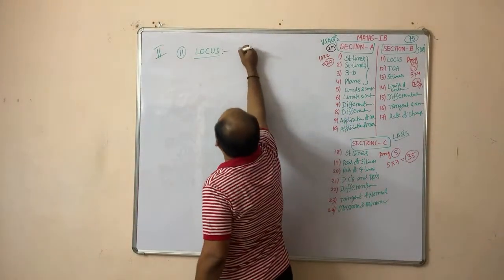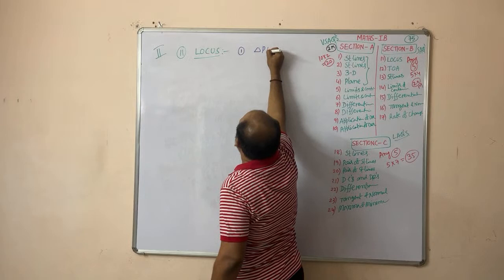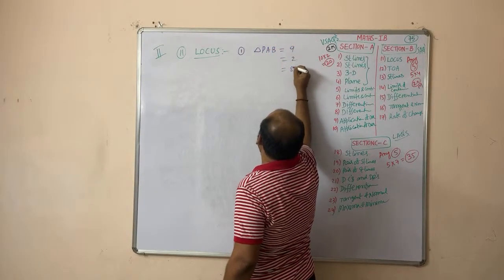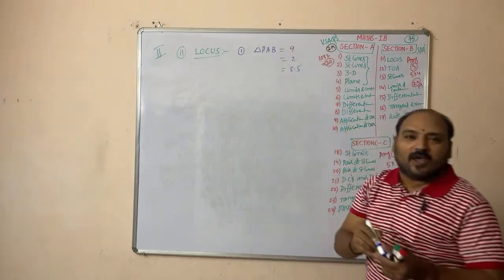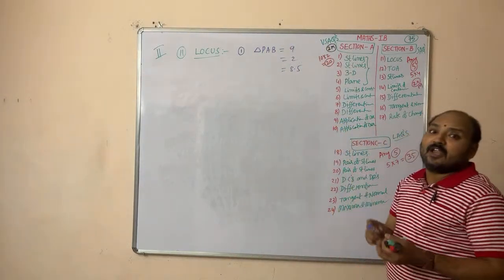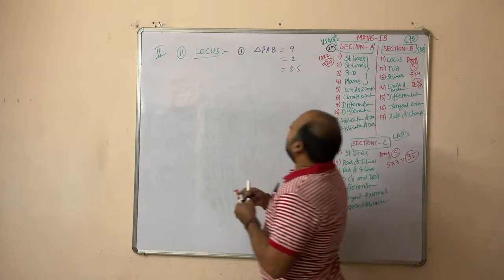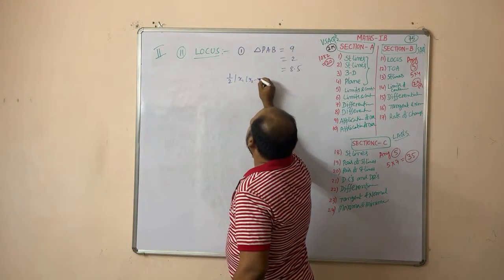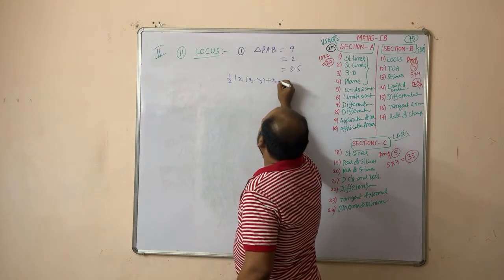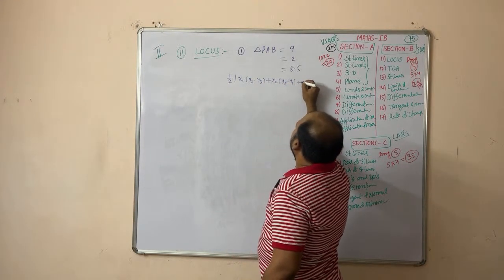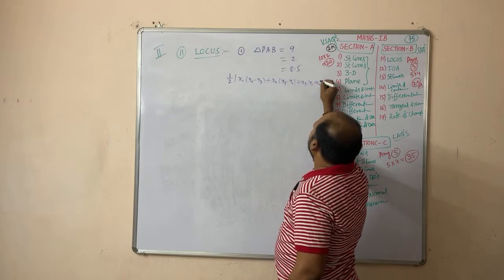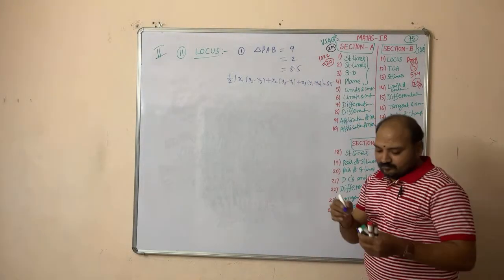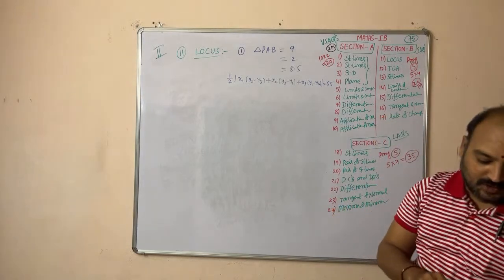The first preference question is: area of triangle PAB is 9 units, 2 units, 8.5 units. These types of questions we have in the area of triangle. For that, you can apply the formula: half into x1(y2 - y3) + x2(y3 - y1) + x3(y1 - y2) is equal to 8.5. In this way we can apply and get it. So that is the area of triangle question.